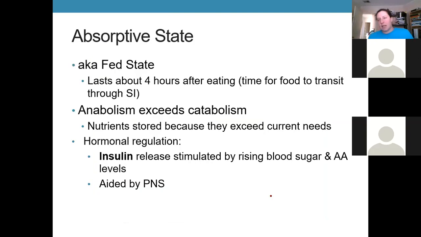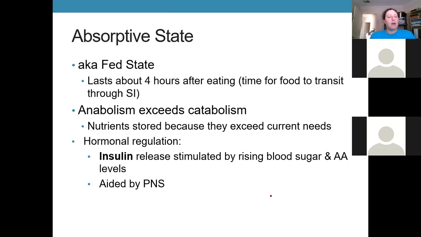So the absorptive state is also called the fed state, and it's the time it takes you to process a meal and absorb all the nutrients out in your small intestine. It typically lasts about 4 hours after eating, although it does vary based on a lot of factors. But it's basically the amount of time it takes for a meal to move all the way through the small intestine and therefore have all of the nutrients possible absorbed from it.